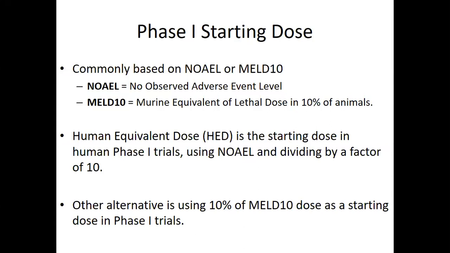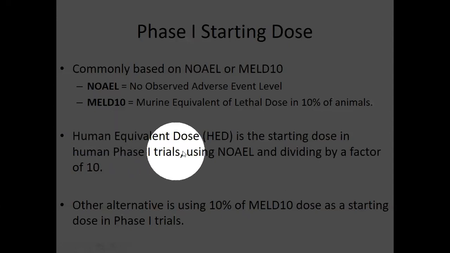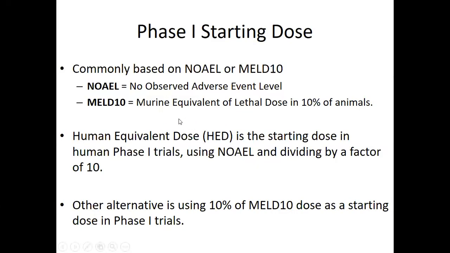Yeah, David. I want to be sure I understand what MELD 10 really means. So a mouse is 20 grams roughly. So are you saying if a milligram was lethal in 10% of mice, you would give 1 milligram to a person, or you would give 1 milligram times the multiplier to go from 20 grams per mouse up to a 70 kilogram person? So you take the human equivalent dose of the 1 milligram in a mouse to the human correlate.